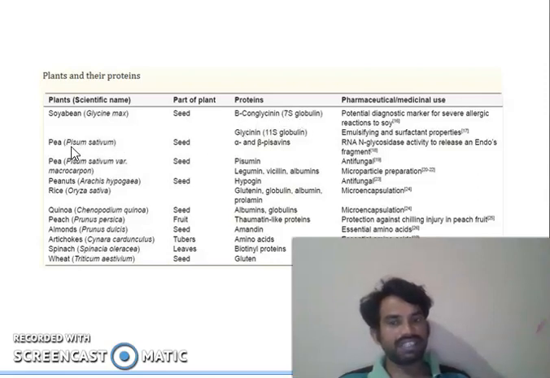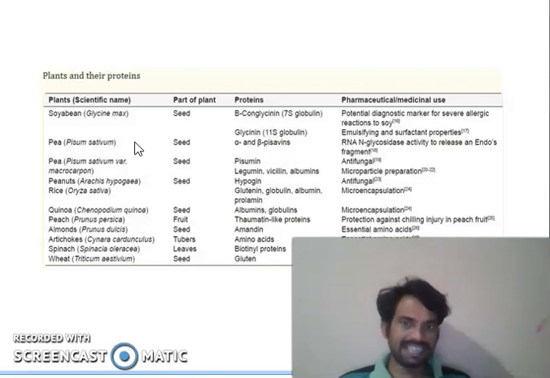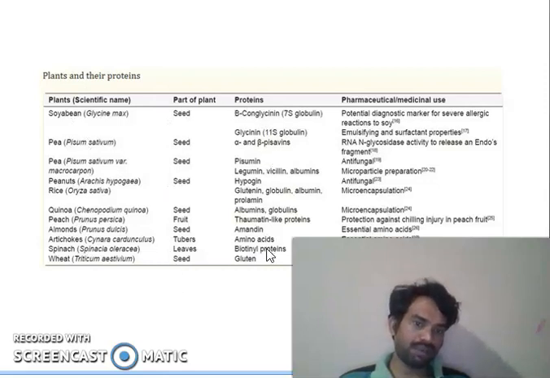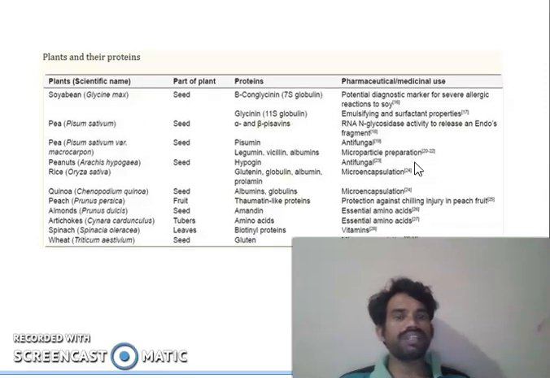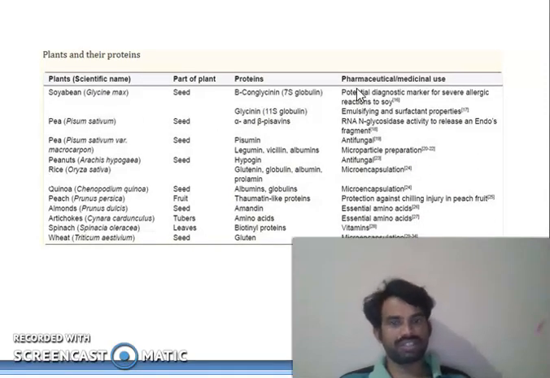Then you can see the nuts, peanuts, seeds, and alpha and beta phaseolins. These are globulin proteins present in various plants, and these are the parts and the number of proteins, and these are the pharmaceutical and medicinal uses. This is very important for real life applications. You need to read these plants and their proteins thoroughly.